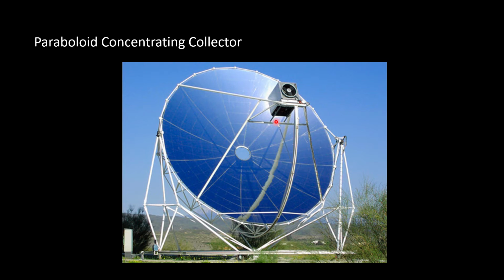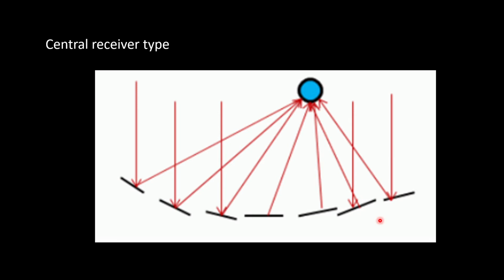So it requires a tracking system, and this is a paraboloid concentrating collector which is practically installed, and we can judge the size of this system by comparing it with the bushes near this collector. And next is the central receiver type system.